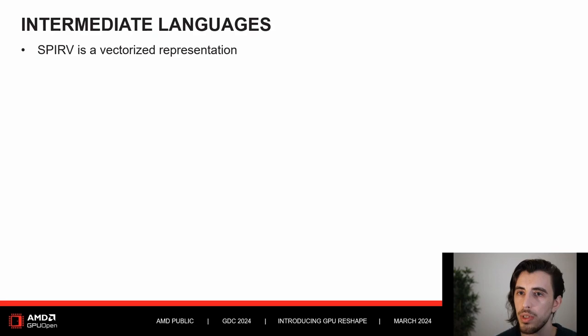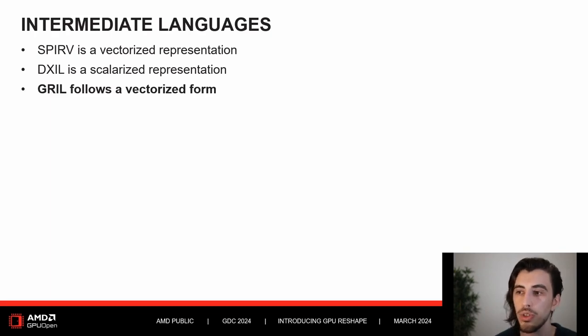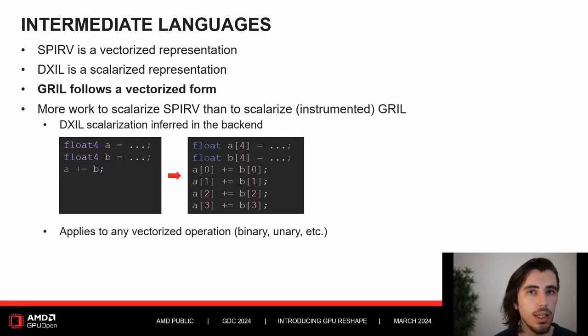On the first paradigm difference, SPIR-V is a fully vectorized form, whereas DXIL is a scalarized form. GRIL chooses to follow a fully vectorized form. It would be far more work to fully scalarize SPIR-V than to simply scalarize any changes to the GRIL instructions. These snippets demonstrate what's happening. On the left-hand side, we have a vector addition, which simply gets scalarized, or rather, it gets flattened down to its individual components. And this applies to any vectorized operation. The backend, in this case the DXIL compiler, infers everything.